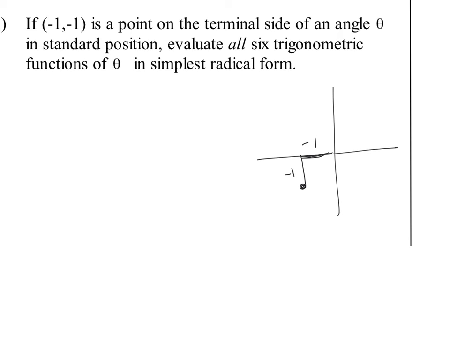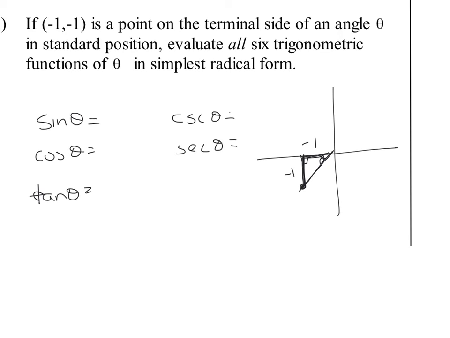Okay, remember we always drop to the x-axis. So we draw this triangle here, and theta is always with the x-axis. So it's the hypotenuse and the x-axis that forms your theta. Okay, all 6 trig functions. So we're in quadrant 3. Sine, cosine, tangent. Cosecant is the reciprocal. Secant is the reciprocal of cosine, and cotangent is the reciprocal of tangent.